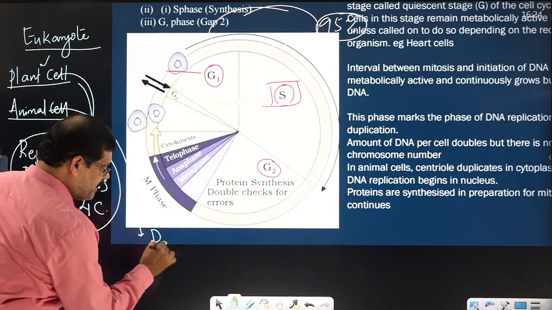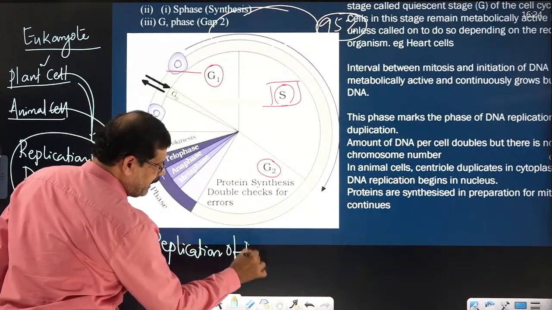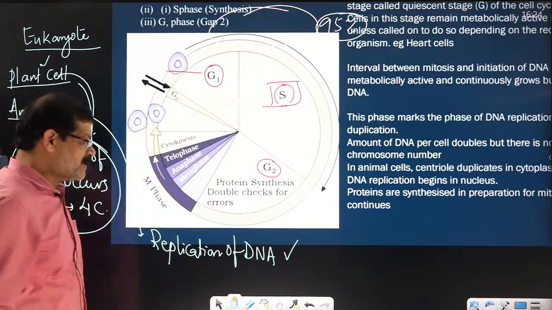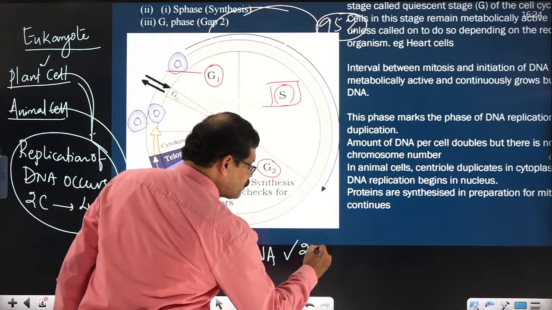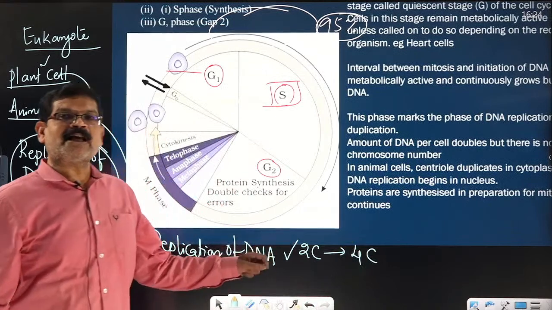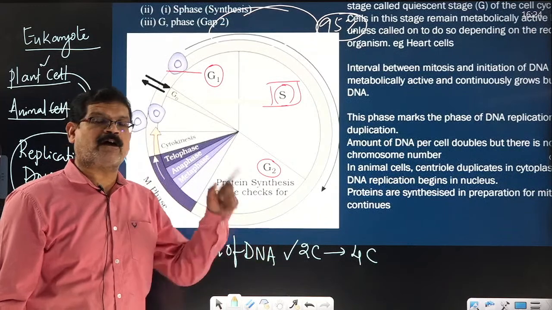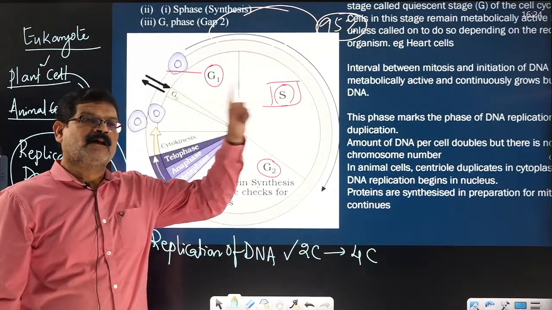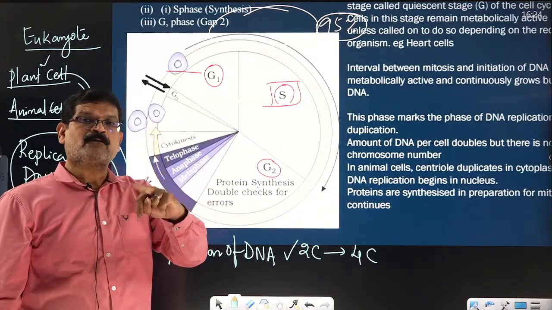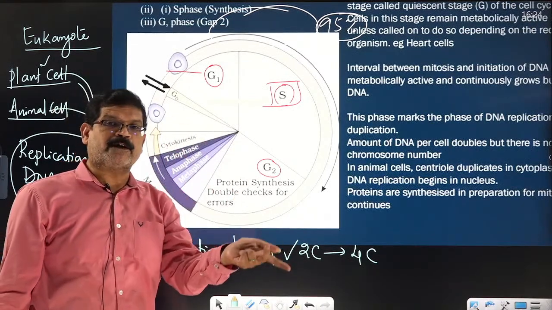If you come to the animal cell, here also replication of DNA occurs, meaning the 2C amount which is present becomes 4C. See, the C refers to an amount, it is not the chromosome. 2C means amount, I already said in the starting page. Like 20 picograms in the parent cell now becomes 40 picograms. 20 will go to one daughter cell, another 20 to the other daughter cell.